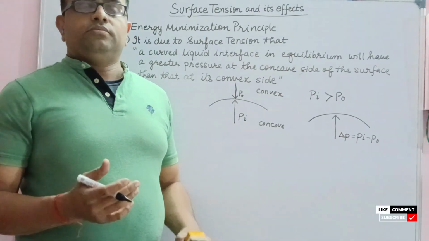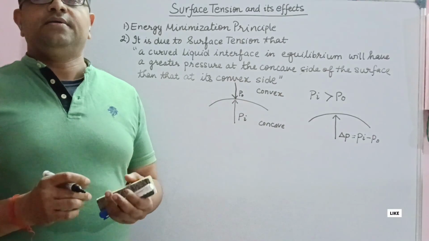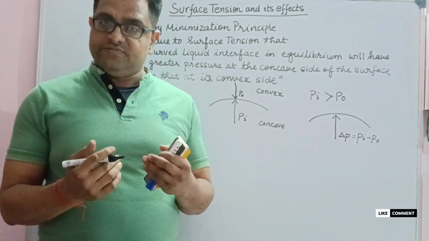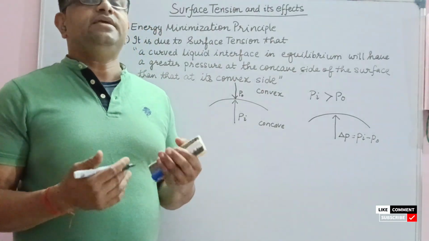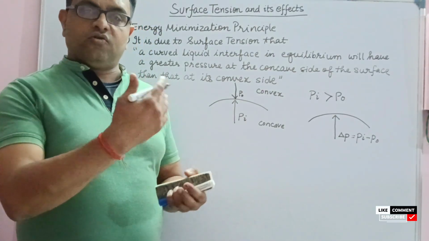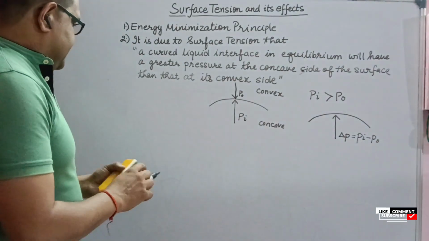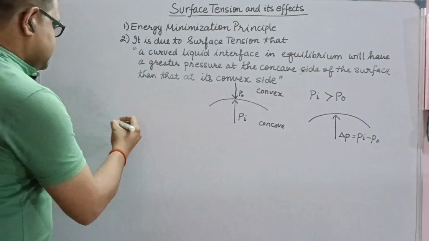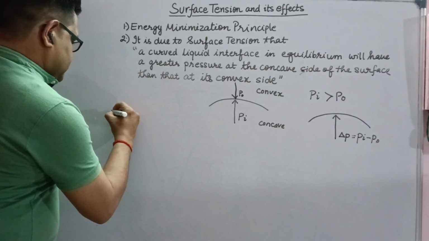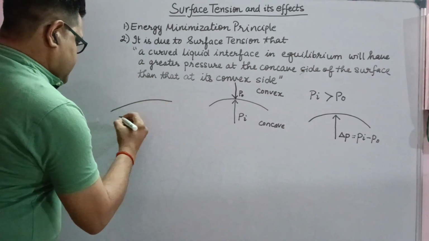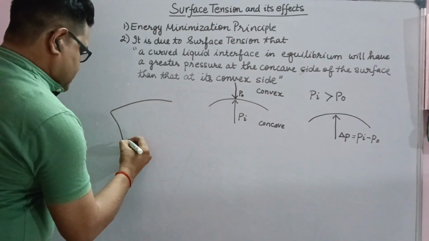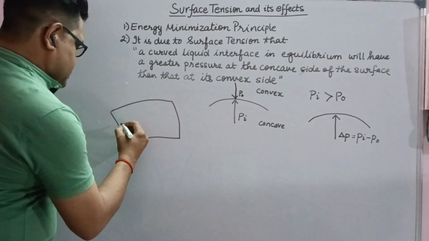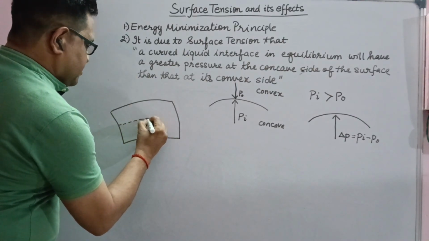For that, we need to deduce some expression. So let us consider an elemental liquid surface separating the bulk of liquid at its concave side and a gaseous substance or any other immiscible liquid at the convex side. So let us say that we are considering an elemental surface of the interface. So it is curved on both the sides.